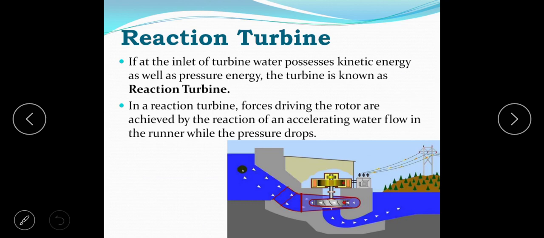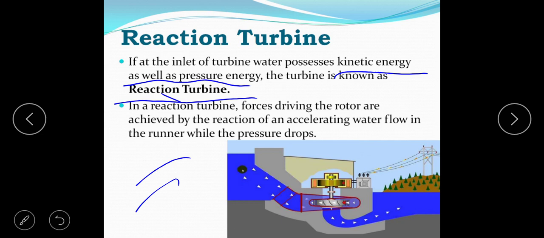Reaction turbine. If at the inlet of turbine water possesses kinetic energy as well as pressure energy, the turbine is known as reaction type. In a reaction turbine, forces driving the rotor are achieved by the reaction of an accelerating water flow in the runner while the pressure drops.